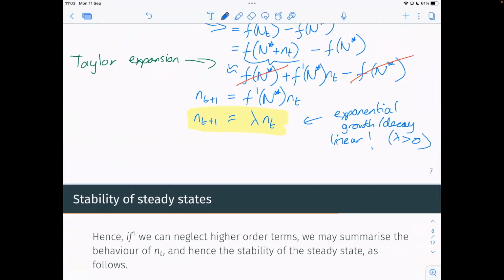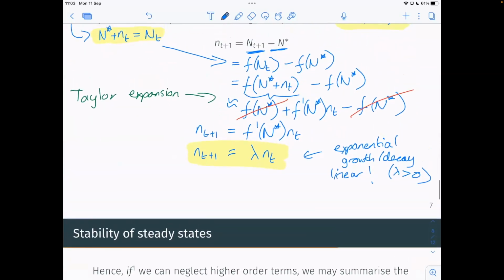Before, when we dealt with population sizes, we restricted ourselves to the case when lambda was at least non-negative. Because otherwise you'd suddenly go from a positive population to a negative population, which you can't have. Now we're not dealing with population sizes per se, we're dealing with this perturbation. So the perturbation, the change from our steady state, can be positive or negative. So our lambda doesn't have to be positive anymore.